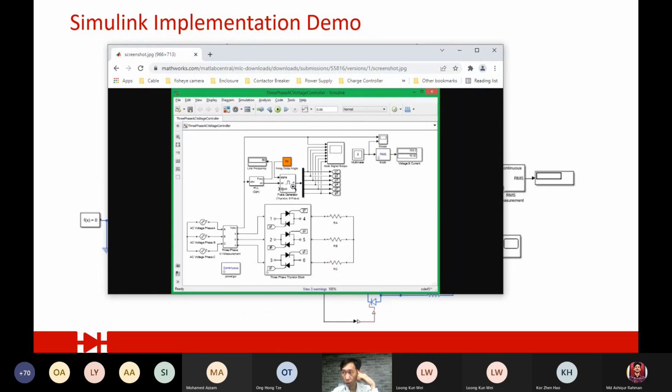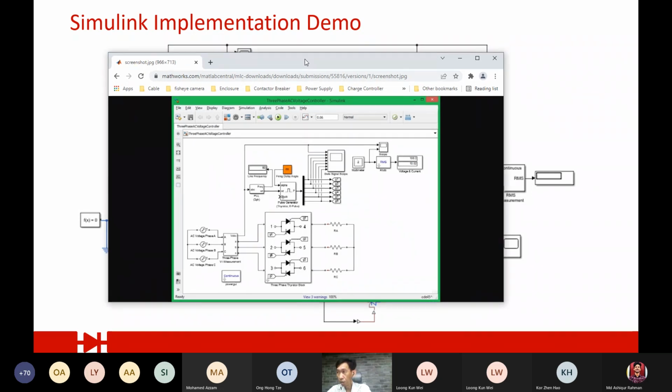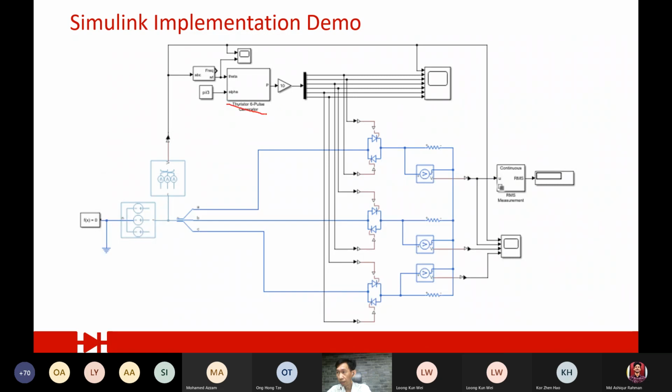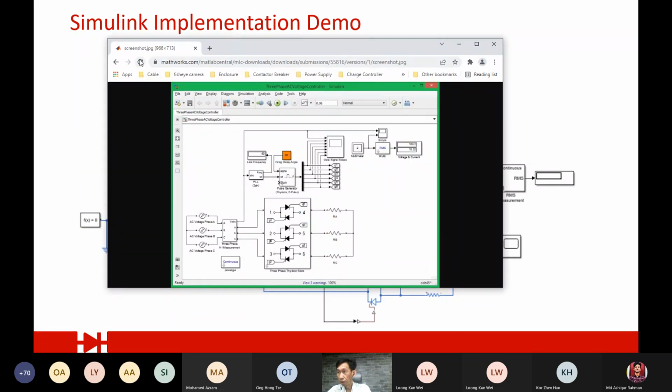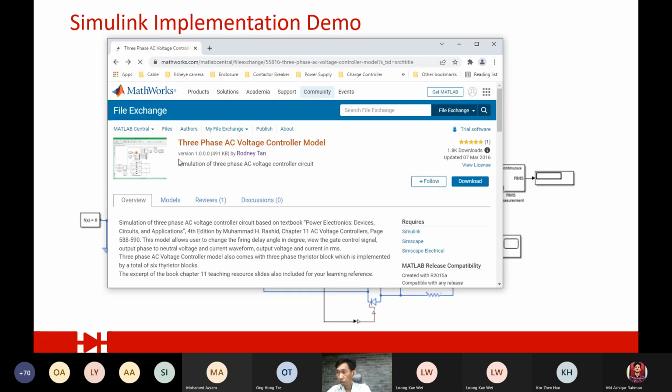You should be able to get the same result. And of course, you will notice the block I use is a little bit different because that was 6 years back. MATLAB still did not have this thyristor 6-pulse generator. So in case you have difficulties making this work, you can always download this one from file exchange. It is called three-phase AC voltage controller model.